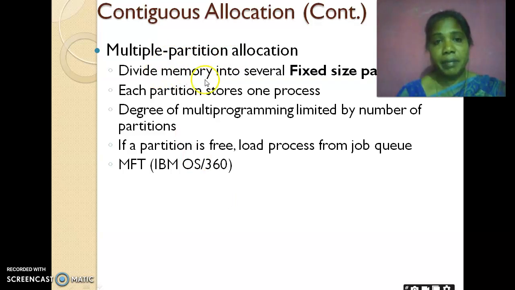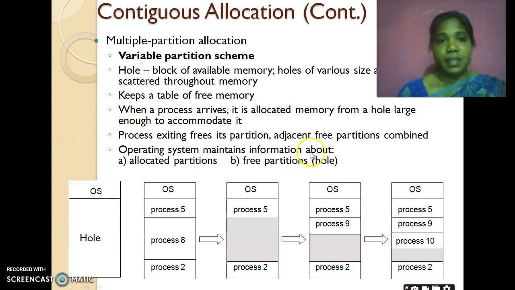Next one is the multiple partition allocation. It divides memory into several fixed-size partitions. Each partition stores one process. The degree of multiprogramming is limited by the number of partitions. If a partition is free, load a process from the job queue. That is the multiple partition allocation.